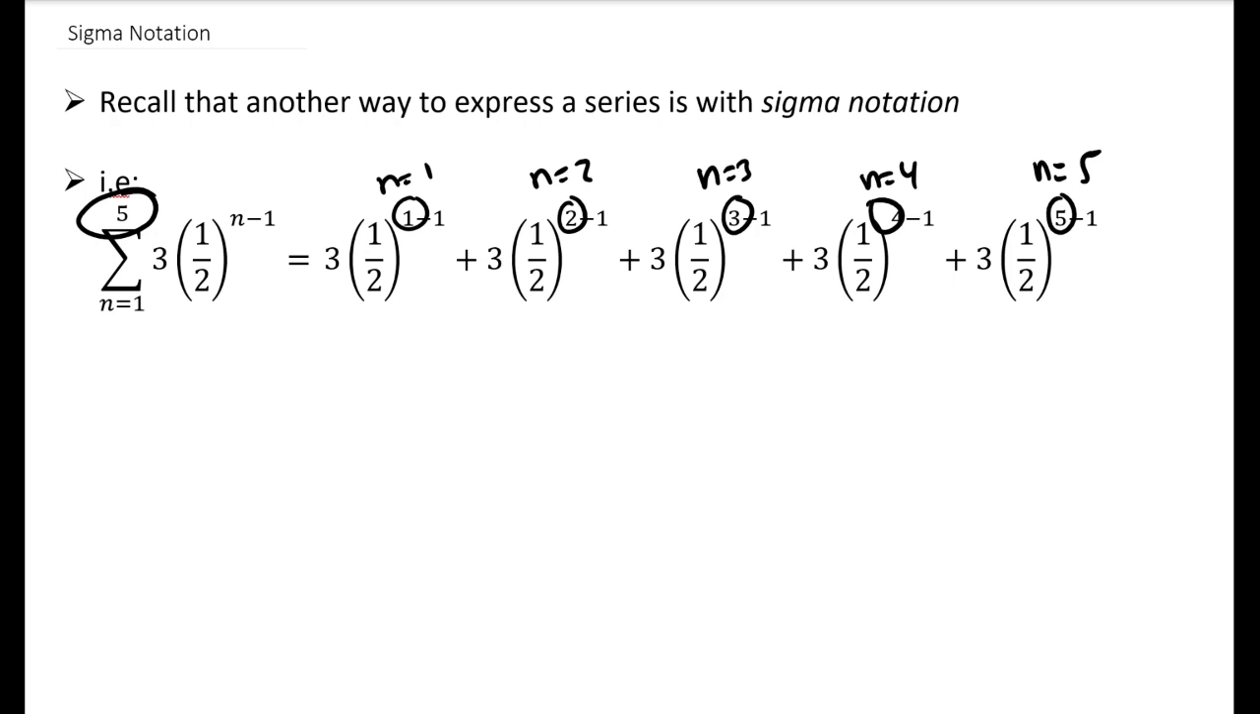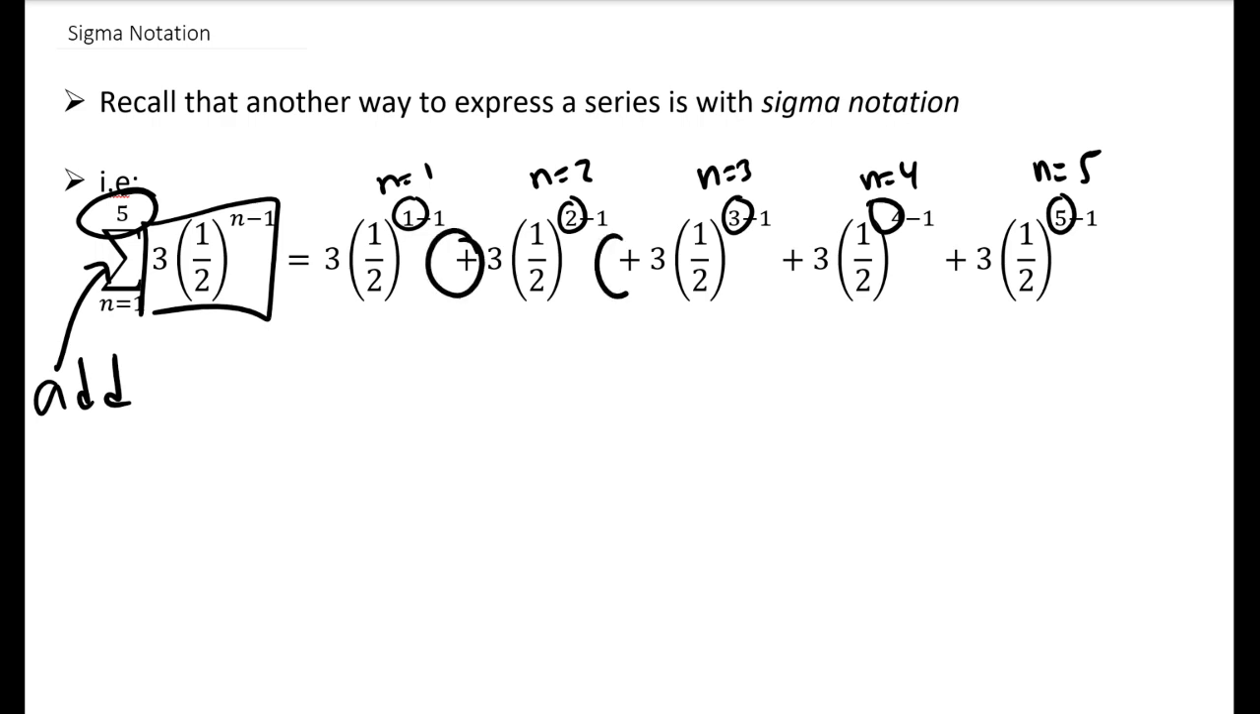And then once we plug those numbers into the formula, this formula right here, we add those together. Remember, the sigma means sum. So the sigma means to add. This is why we're adding all the terms in that sequence. So now this becomes a series. So that's what sigma notation means: take that formula, apply it multiple times, and then add them together.